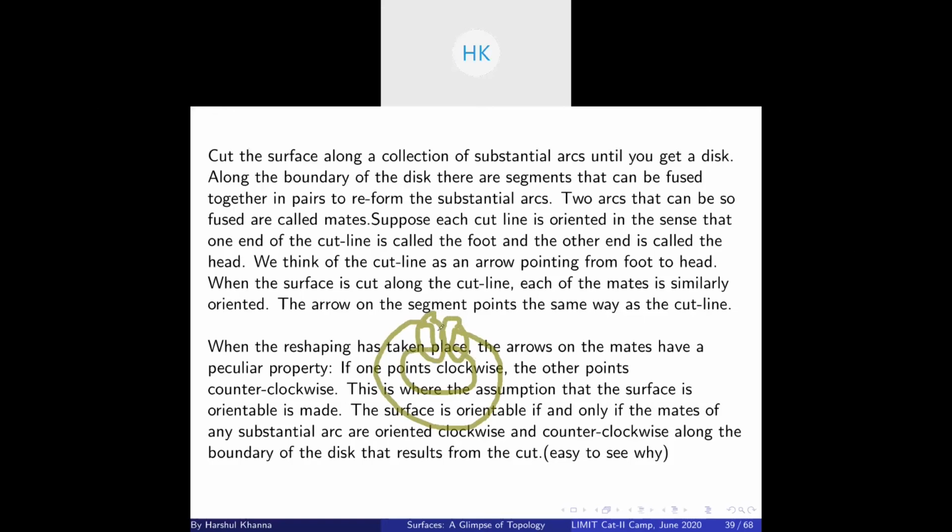Is the definition of mates clear? It's essentially the separation, the substantial arc which separates both the surfaces. Let's say these both are handles, kind of. Both are mates. So we disconnect along a substantial arc, and we get a separation of the surface. The left and right side, I'll call them mates. So this is my definition of mates. So when the reshaping takes place, the arrows of the mates have a peculiar property. If one points clockwise, the other points counterclockwise. So we see this is a result of orientability of the surface.